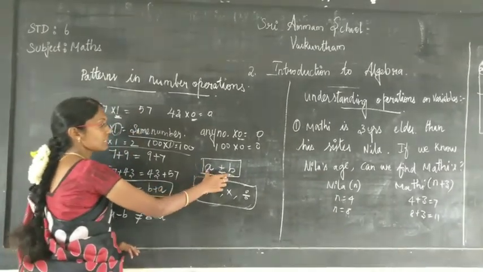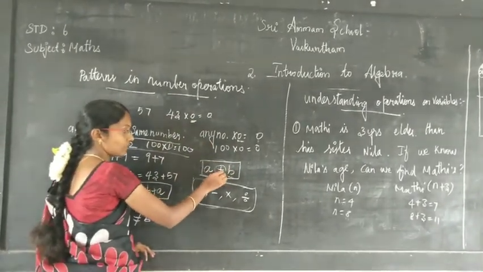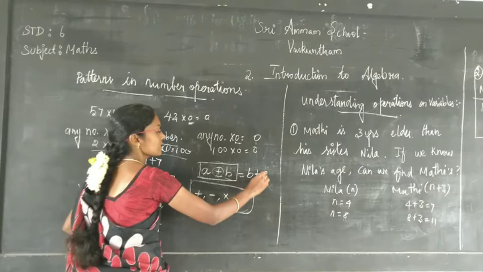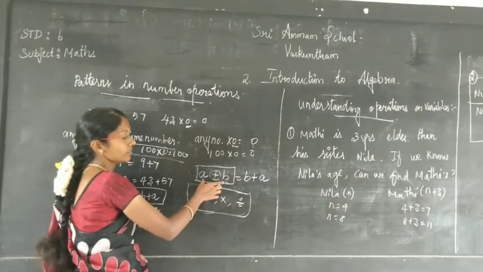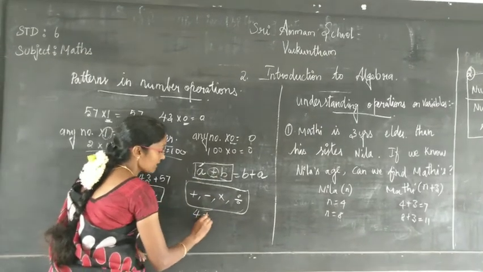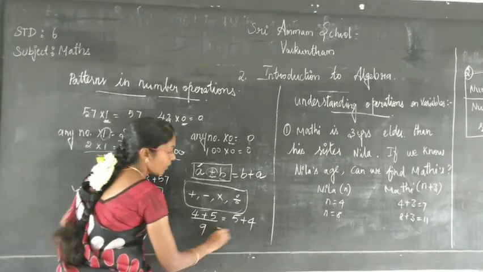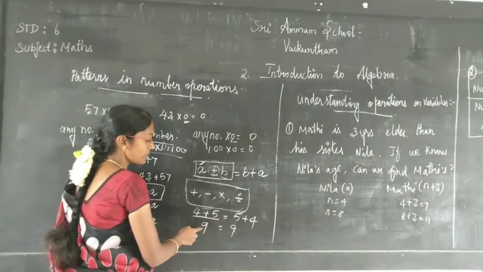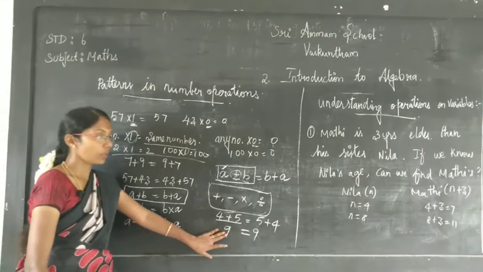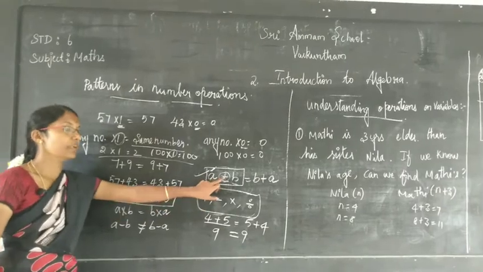So this equation, A plus B, is a pattern in operations. A plus B will be equal to B plus A. So any number you add, where A and B are different numbers, that is 4 plus 5 equals 5 plus 4. 4 plus 5 you get 9, and 5 plus 4 you get 9. So A plus B is equal to B plus A. This is the first operation, that is simple plus.